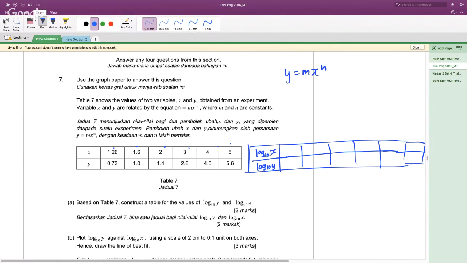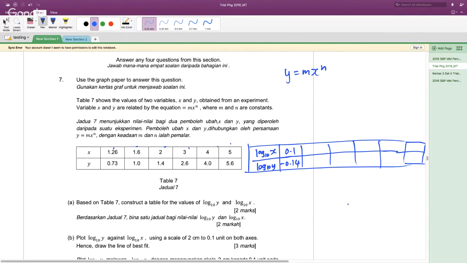Like for log x, your x value is 1.26, right? You just use your calculator, log 1.26, then you get the value 0.1. Same thing for log y, that means log 0.73. You log 0.73, and this one should be negative 0.14. So you will continue to finish the whole table here.